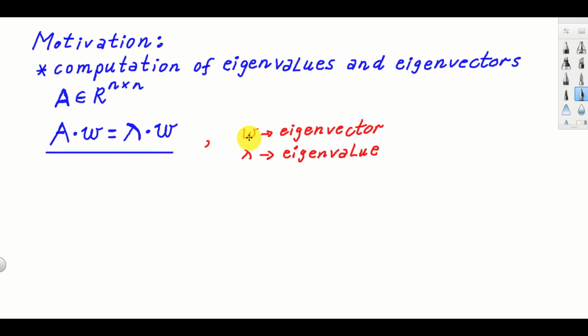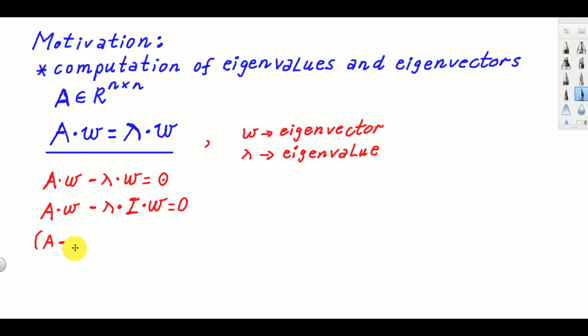The main question is how to find W, that is how to find the eigenvector, and how to find lambda, that is how to find the eigenvalue. We find these two quantities from this equation. Namely, from this equation we have A multiplying W minus lambda multiplying W is equal to 0. Okay, next we have A multiplying W minus lambda multiplying the identity matrix multiplying W should be equal to 0. Now we can group W and we have A minus lambda multiplying I, where I is the identity matrix, multiplying W is equal to 0.